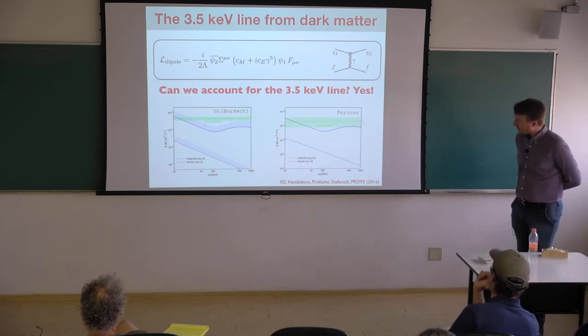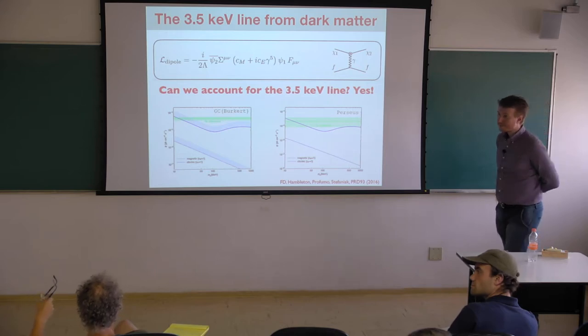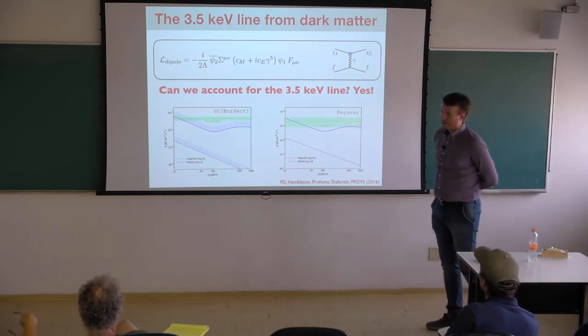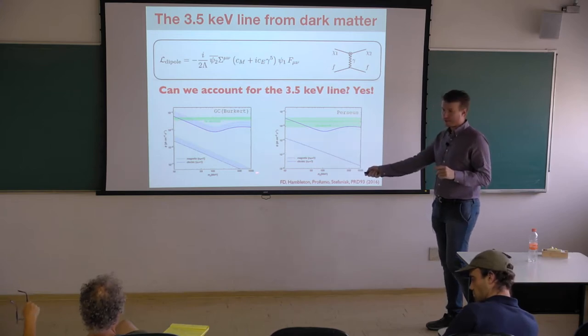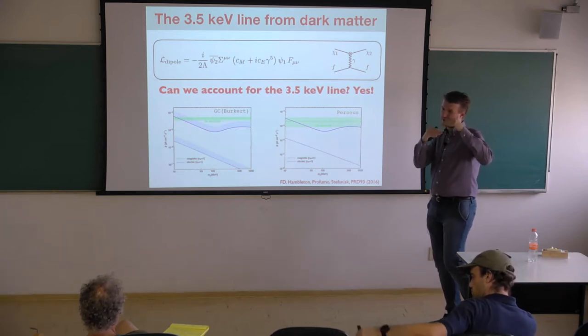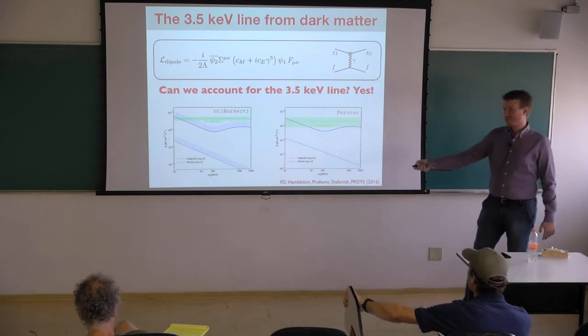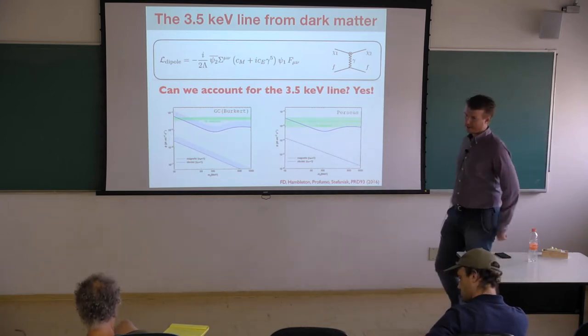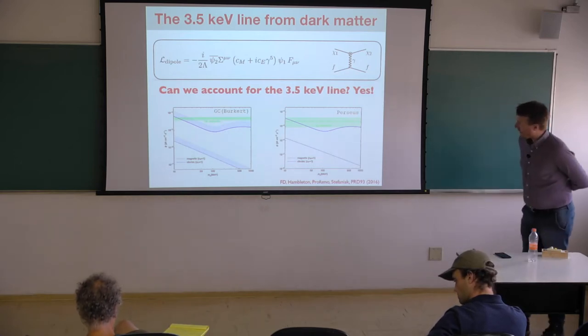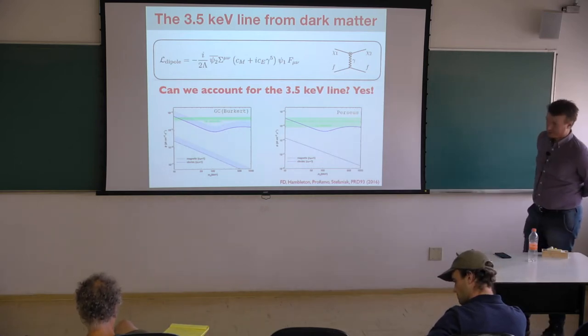Yeah, so these are two Majorana fermions with a very small mass splitting. So you can imagine this as the overall mass, and the splitting is 3.5 keV, so they are almost degenerate. So it's enough to have one axis for the mass. Okay, so the line works. We can explain the line.